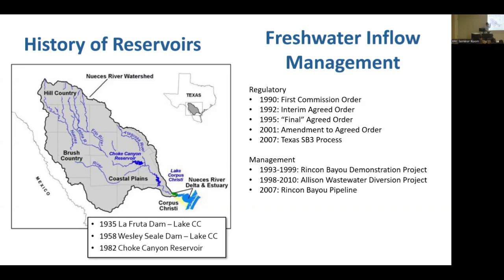But essentially, this series of agreed orders established a framework that determined target annual inflows to the bay system, established a monthly schedule that was designed to mimic historical flows, and established what's called the Nueces Estuary Advisory Council, which is a stakeholder group and group of researchers tasked with evaluating the effectiveness of these agreed orders and providing recommendations as to how to optimize flows to the bay system to maintain the environmental integrity.